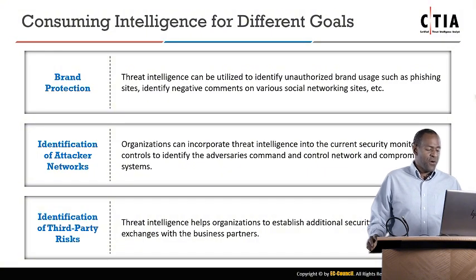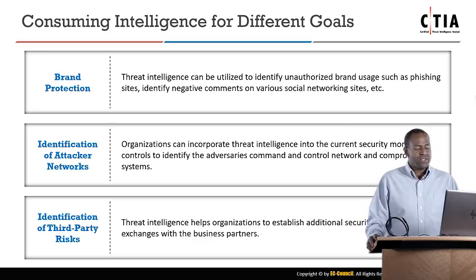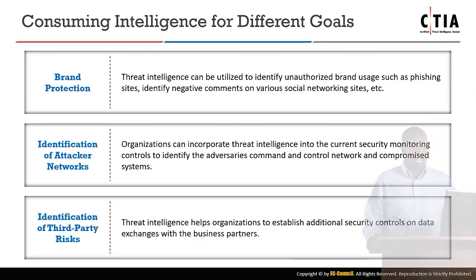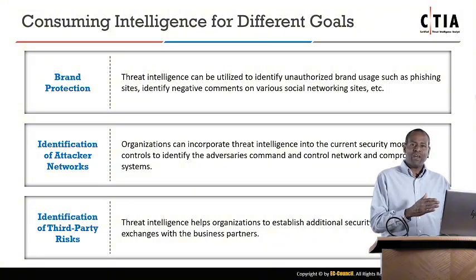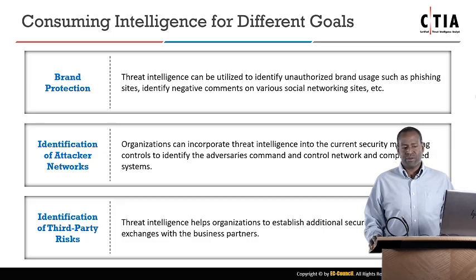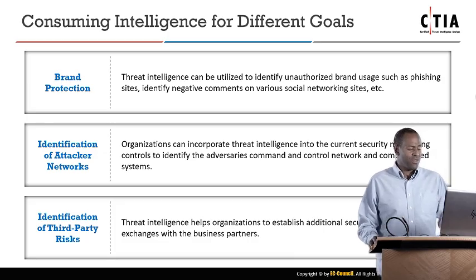Next, identify third-party risks. So threat intelligence helps organizations to establish additional security controls on data exchanges with business partners. Is your business partner leaking your data? Or is too much data being leaked from your organization to business partners? We want to make sure and know what those risks are so that we can mitigate them.